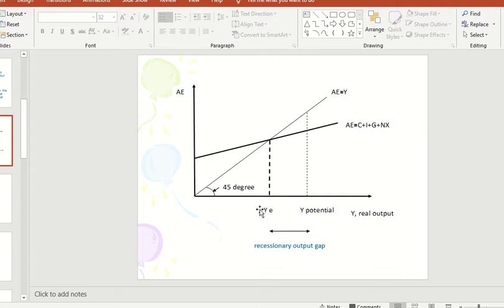The economy is producing less than the full employment output level. It is not fully utilizing its resources. So this is what we call a recessionary situation. And the difference between these two levels of output is called the recessionary output gap. How much the current output falls short of the potential output level, that is the recessionary output gap.